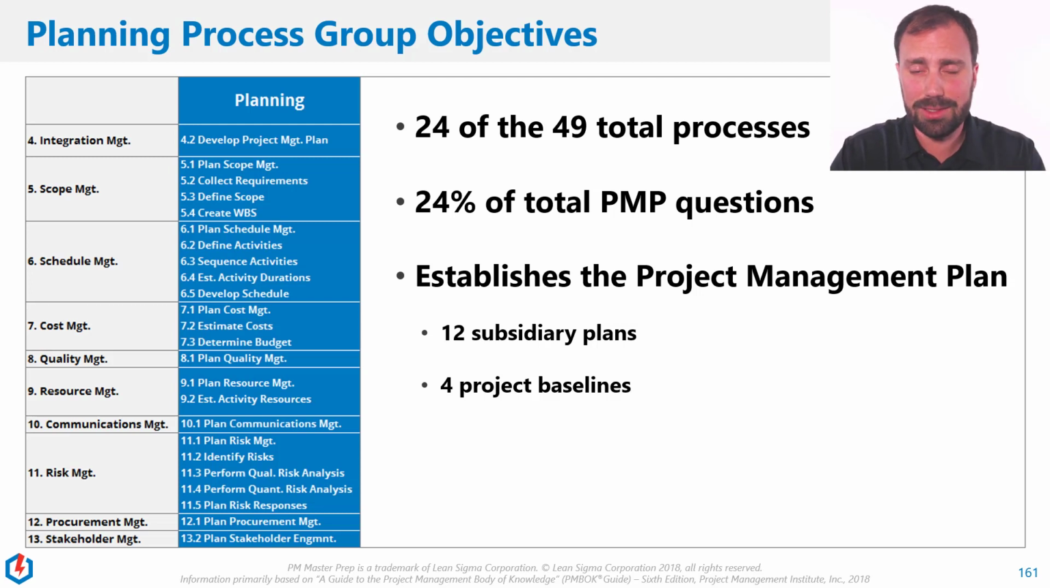We have 4 baselines. Do you know what they are? If you take a second and say them out loud to me: scope, schedule, cost, performance measurement baseline. Those are our 4 baselines. We're going to go through them later. That's a good thing to know. And then we have 12 subsidiary plans. Every single one of the knowledge areas has a plan. And we have the mother of all plans, the project management plan, that compiles all these things. So think about that. That's what we're doing here.